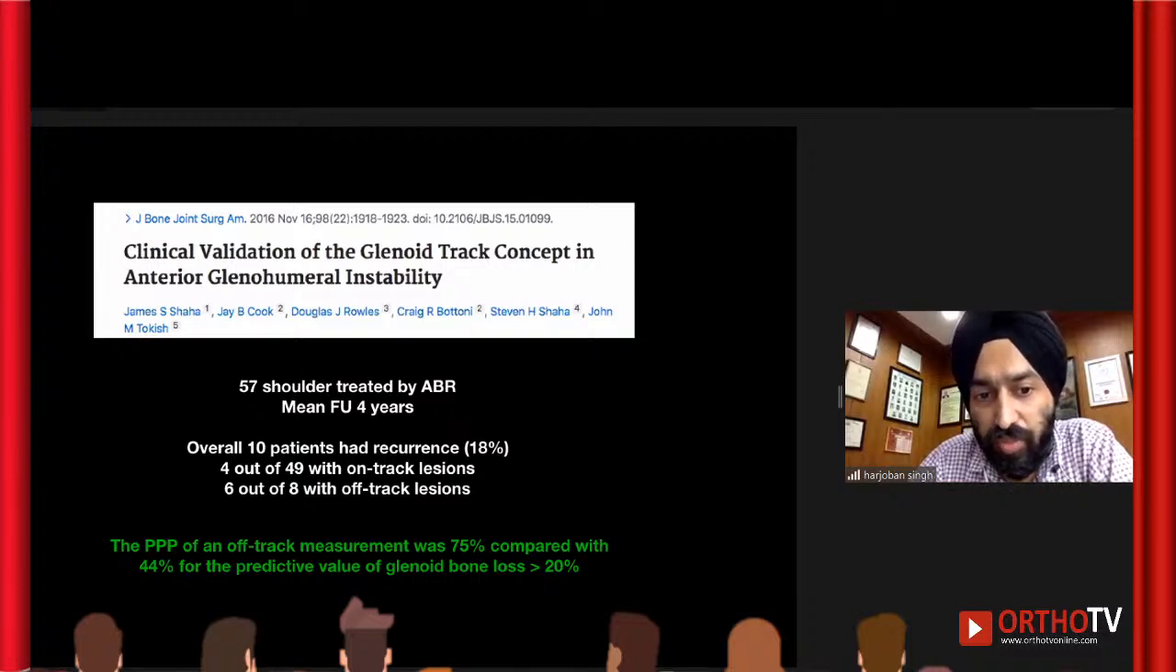So the positive predictive value of an off-track measurement was 75% compared with 44% for the predictive value of glenoid bone loss alone, even if it is more than 20%. So combined off-track, on-track is better than taking just the glenoid bone loss.